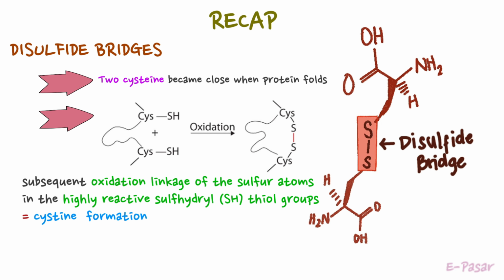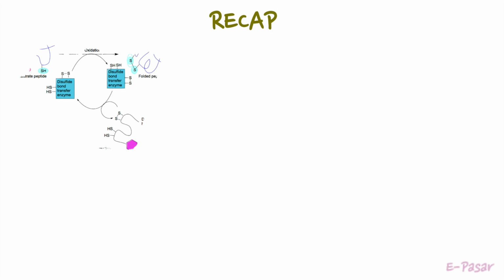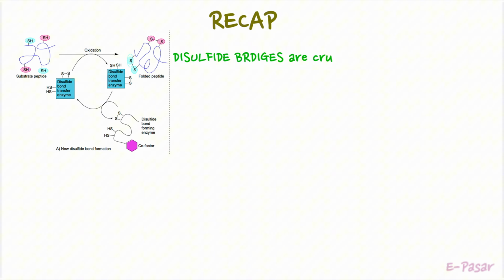Subsequent oxidation and linkage of the sulfur atoms in the highly reactive sulfhydryl or SH groups, also known as thiol groups, leads to the formation of cysteine. In some proteins, disulfide bridges are crucial and essential for their function.